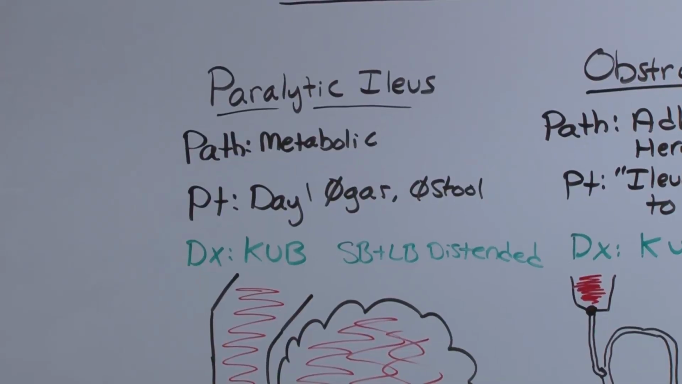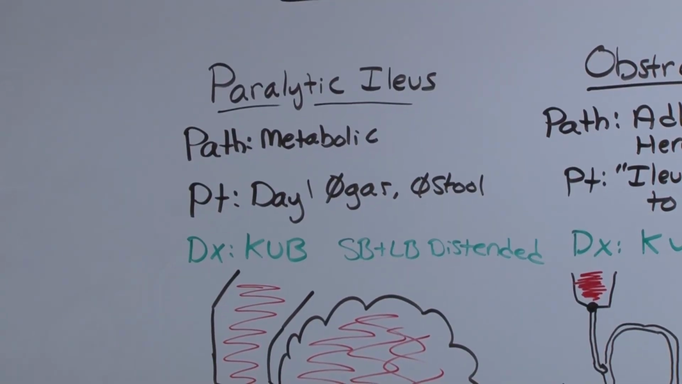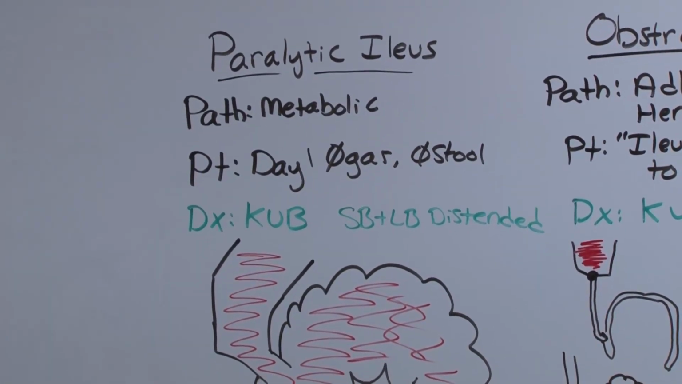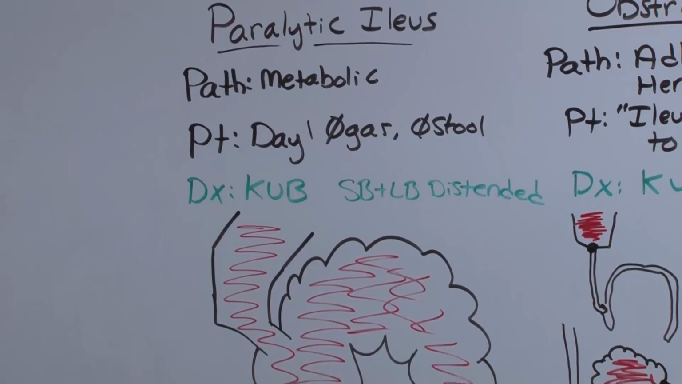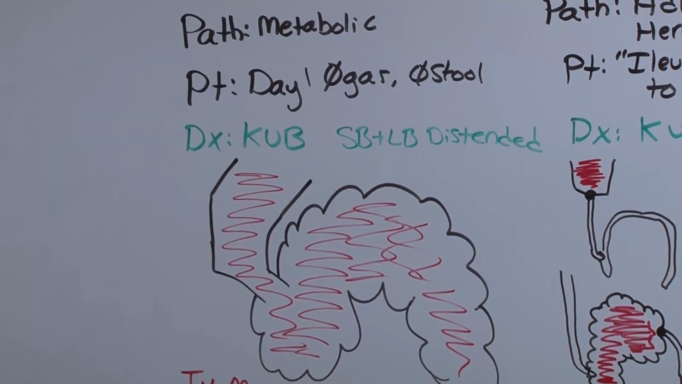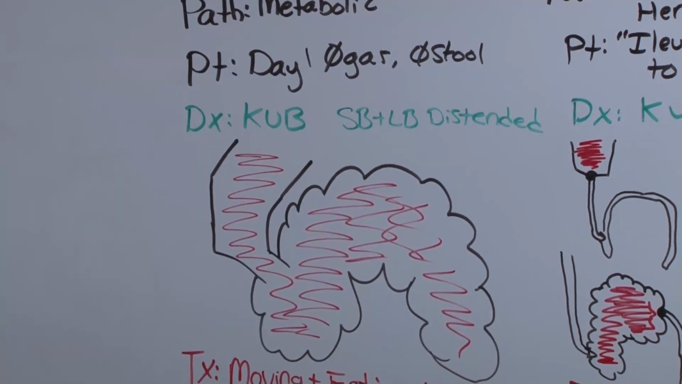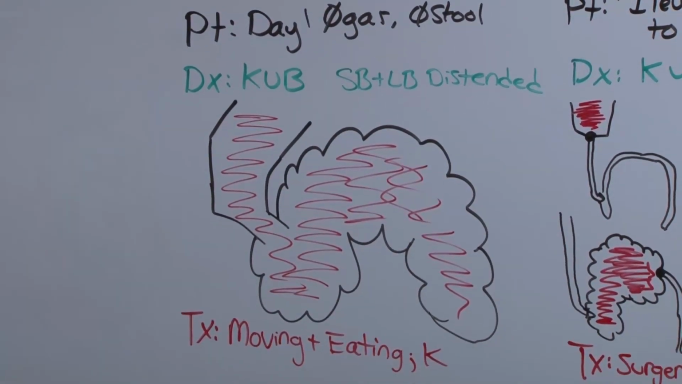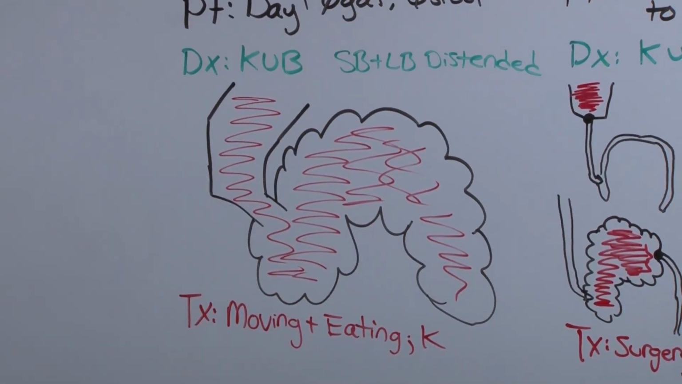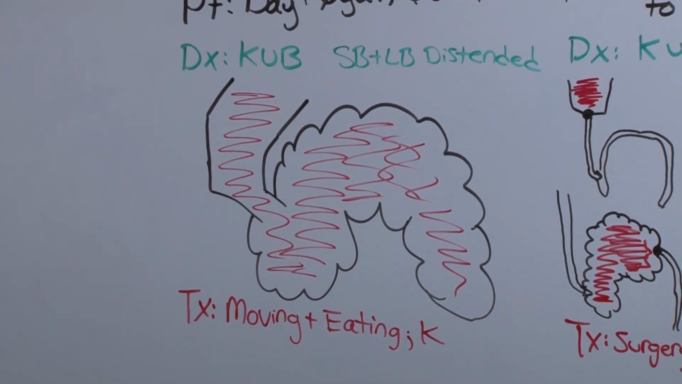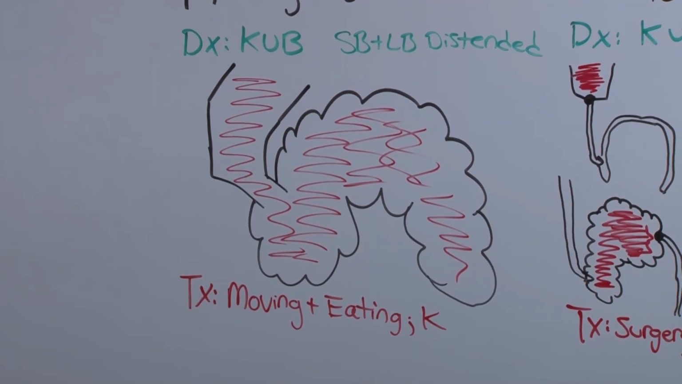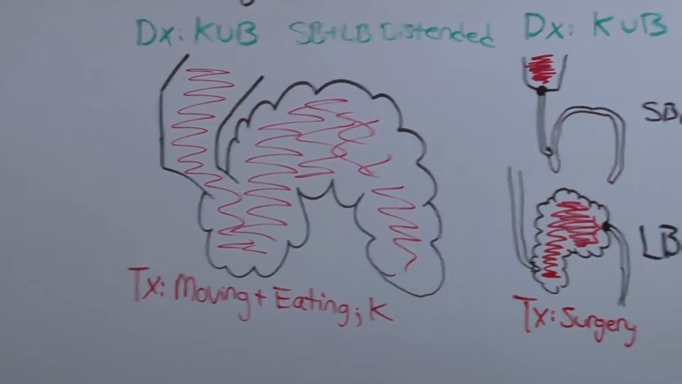To review, a paralytic ileus is a metabolic derangement that is anticipated on day 1. The patient will not be passing gas or stool, and you'll do a KUB in order to diagnose it, especially to rule out small bowel obstruction. Both the small bowel and the large bowel will be dilated. This is anticipated and is normal following gastrointestinal surgery. Getting them out of bed, getting them on a liquid diet, and monitoring their K is sufficient to treat them.